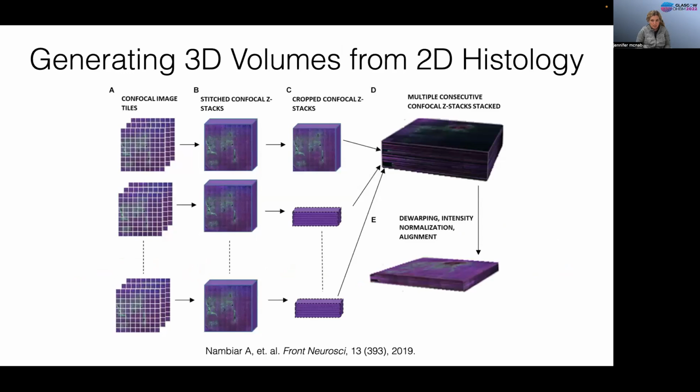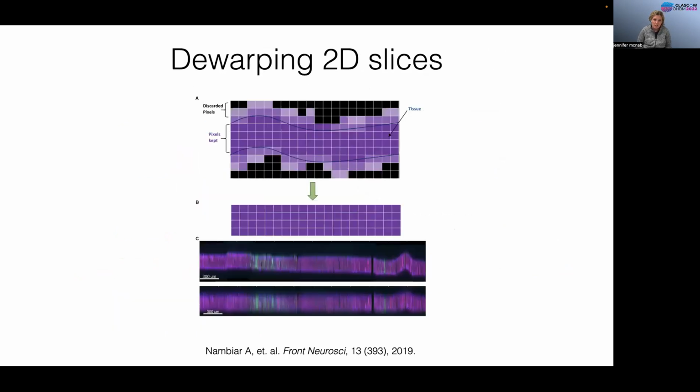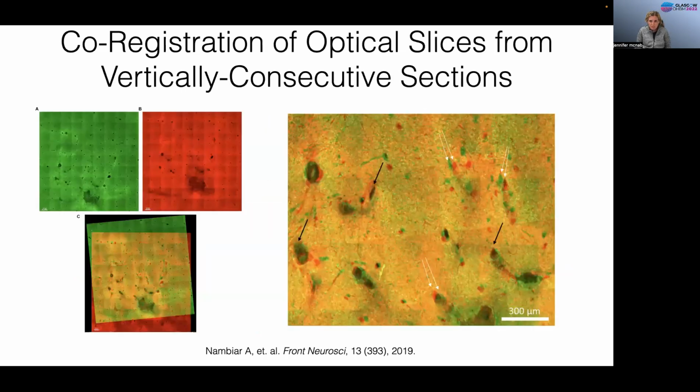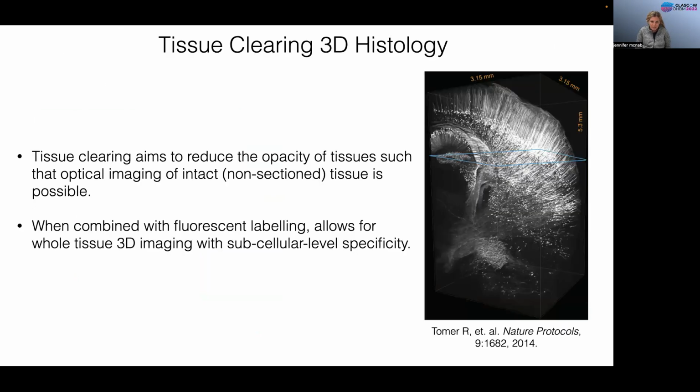Still, it is possible to generate 3D volumes from 2D histology. This paper detailed some of the strategies to make this work and also highlighted some of the remaining challenges. Adjacent tissue slices can be distorted differently when placed on the slide, and here they demonstrate an approach to better align the slices. Still, they show some residual level of misregistration. For this reason, there's interest in performing histology on intact volumes of tissue.